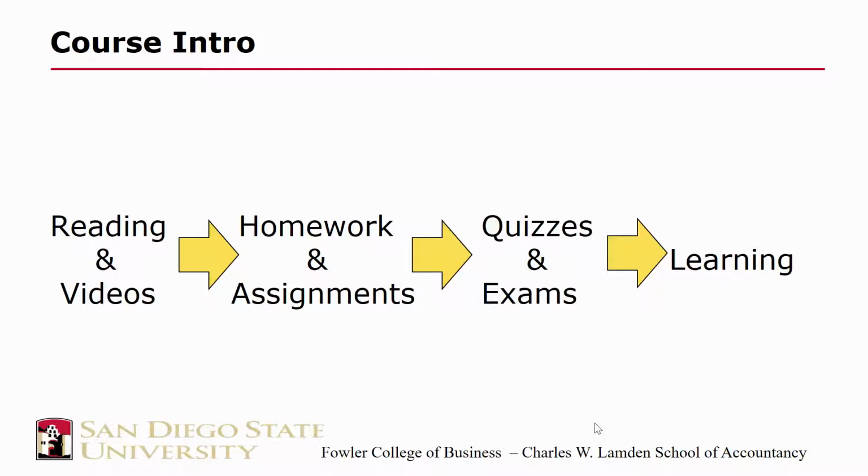The course follows a predictable pattern. First, consume the reading and videos. Then, practice using the homework and assignments. And lastly, assess your learning using the quizzes and exams. Pretty straightforward.